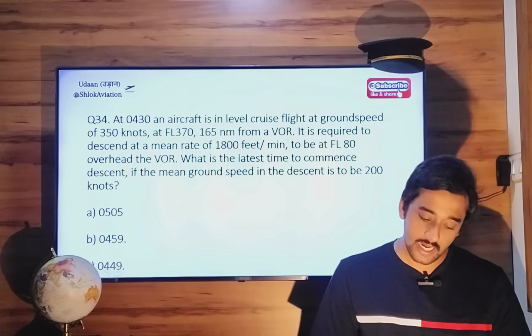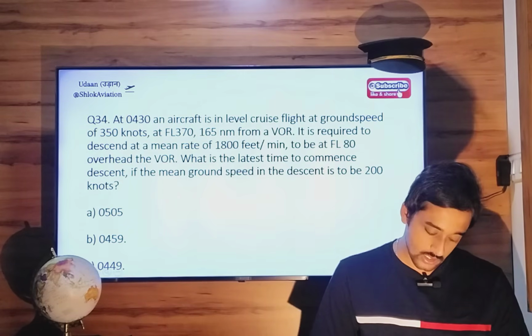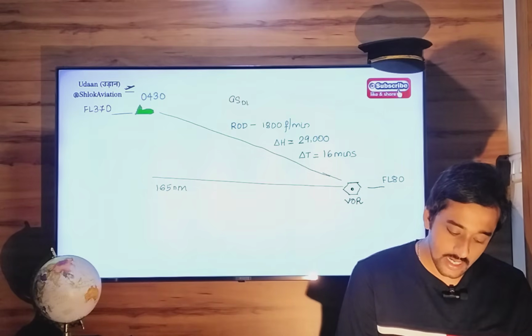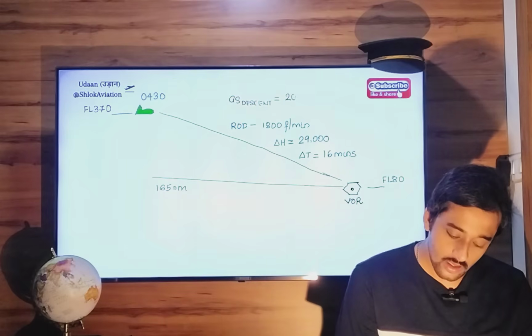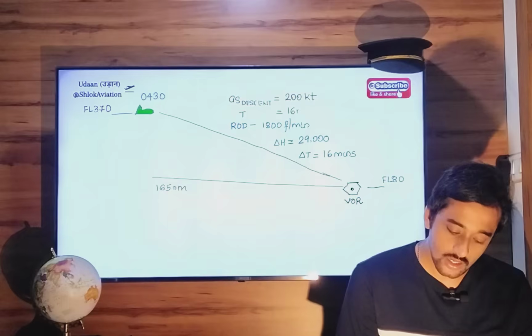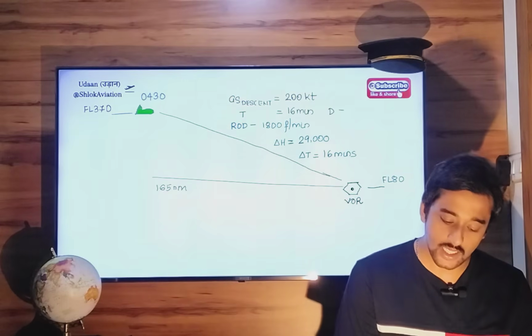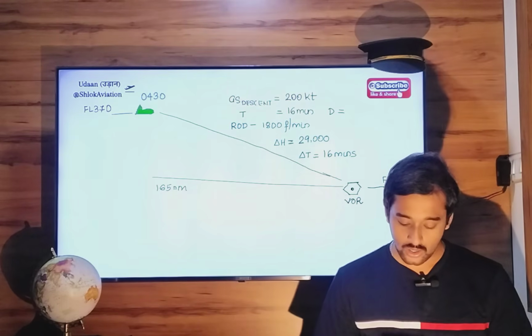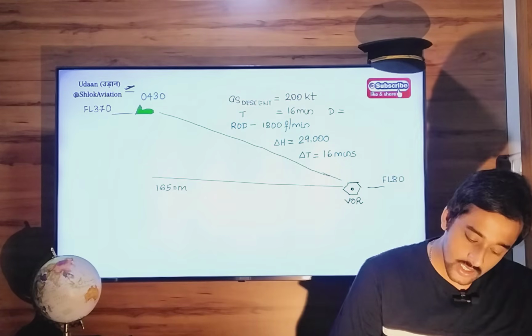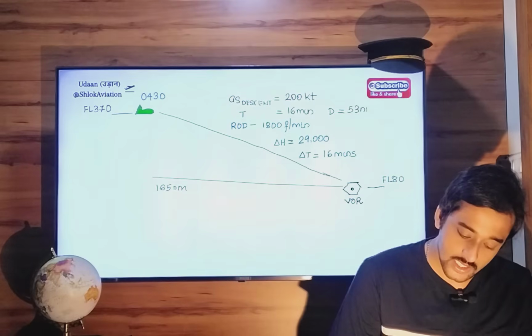Now, the ground speed in descent is 200 knots. At this speed and time of 16 minutes, you are going to cover a distance. How much distance? 200 into 16 divided by 60. You are going to cover a distance of 53 nautical miles.